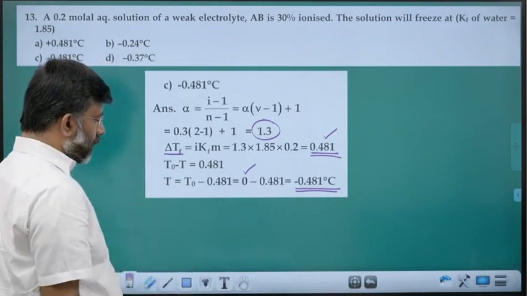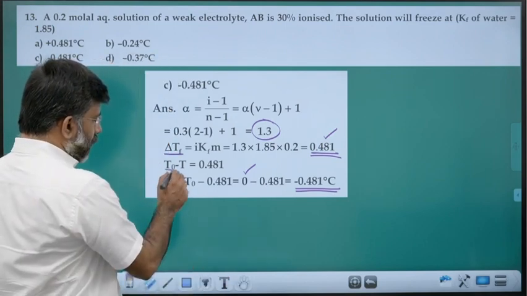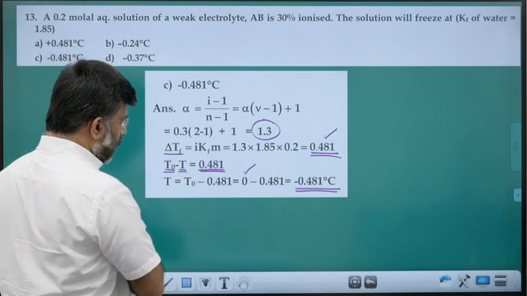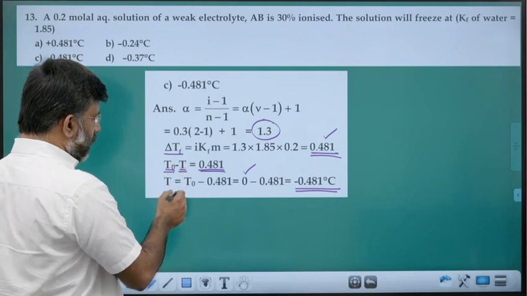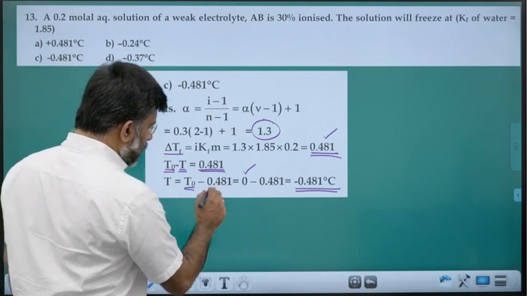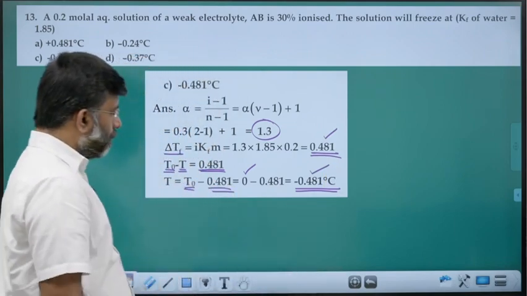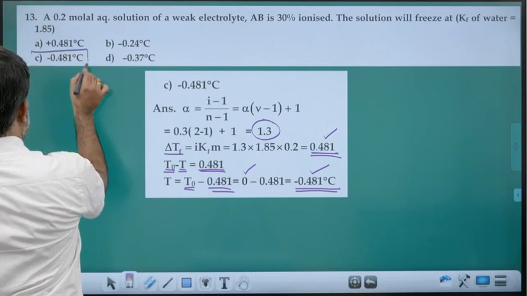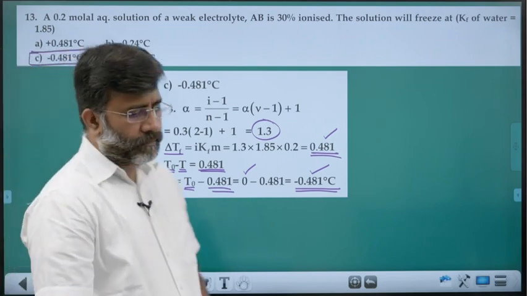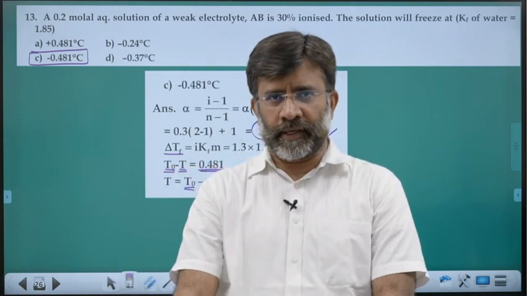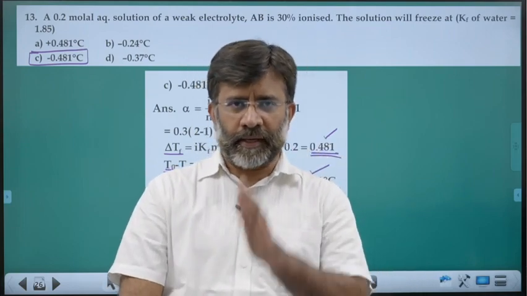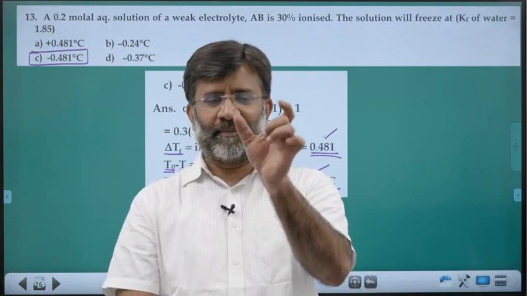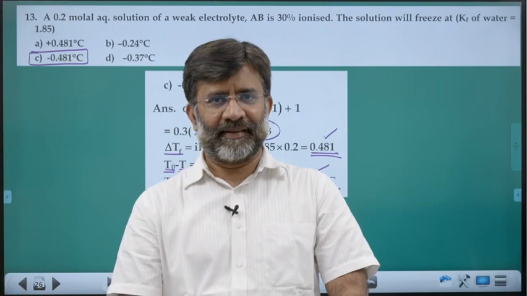So what is the new freezing point? The freezing point of solvent minus freezing point of solution is delta TF. Therefore, freezing point of solution will be freezing point of solvent minus delta TF. You are getting the answer minus 0.481, option C. So water freezes at 0 degree. The solution freezes at minus 0.481 degree. So what is the depression in freezing point? 0.481. Okay, next.